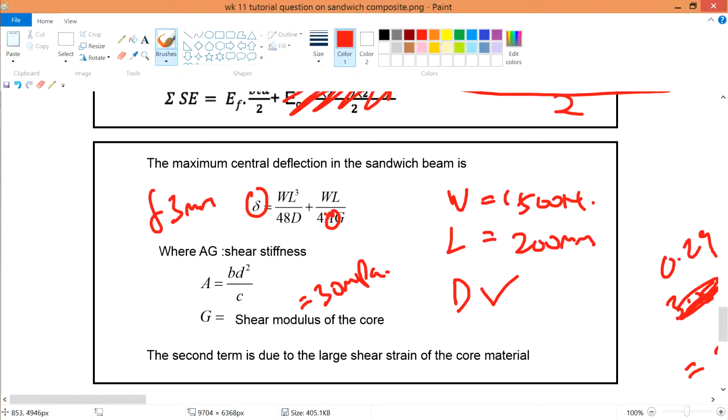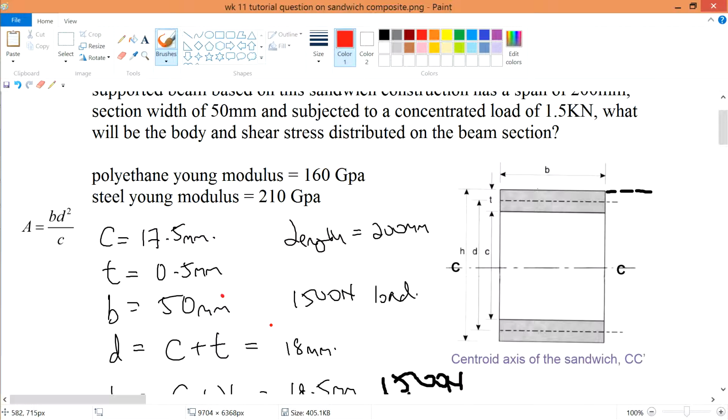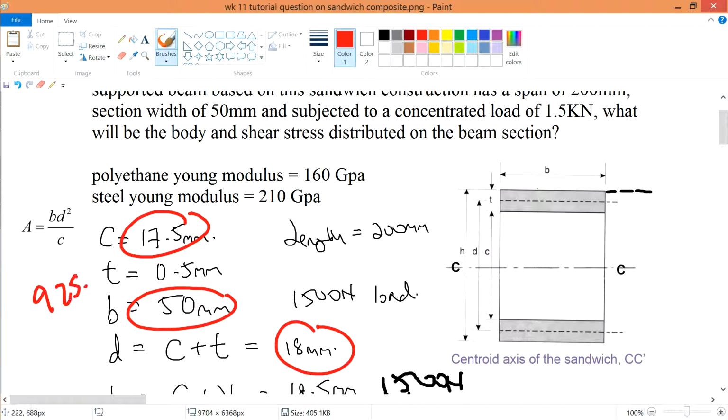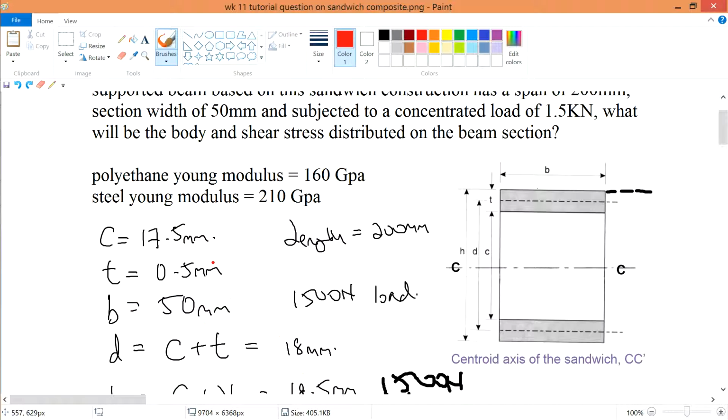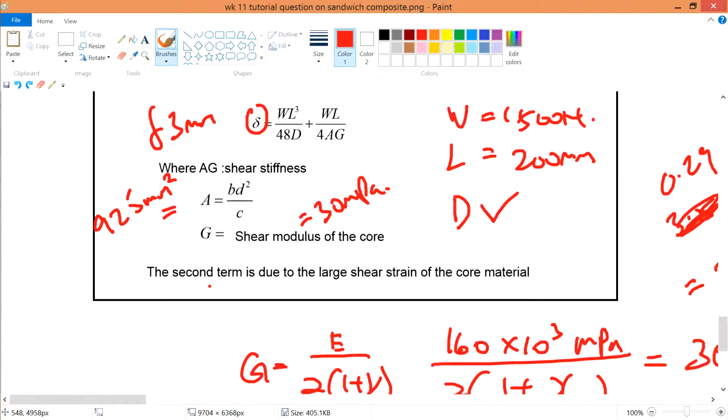Your A itself is equal to, let me see, 925 millimeter square. Let's see whether A is also correct or not. B times D square is 18 millimeter divided by C. You will have 925.7. So the only problem that is coming out right now is the shear modulus. The shear modulus is giving me a problem already.